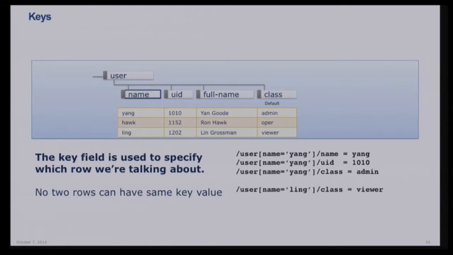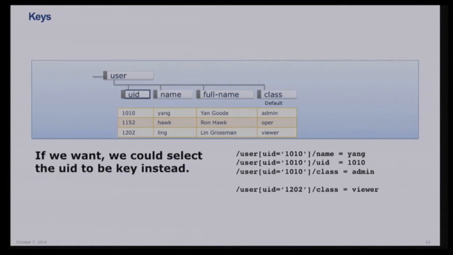The key field is, as usual, used to specify exactly which row or which member we're talking about, and we don't allow two rows to have the same key values. But there's actually something called unique as well, so you can have a combination of keys and unique statements. Keys is the index, if you like. Unique is a semantic constraint that says for this set of leaves, they need to be unique among the sets of members in this list.